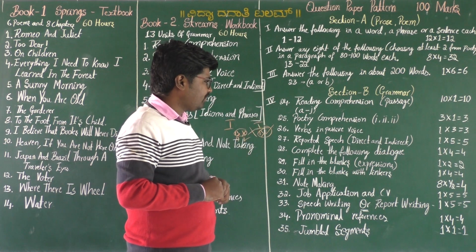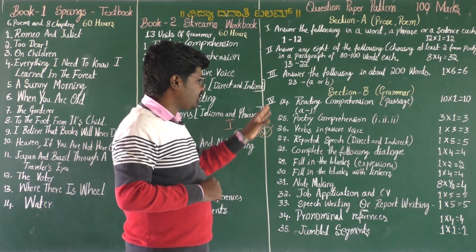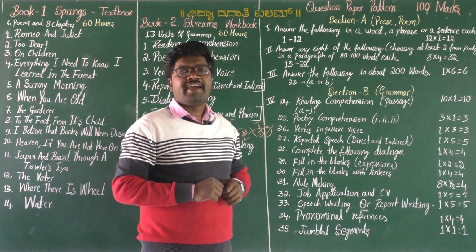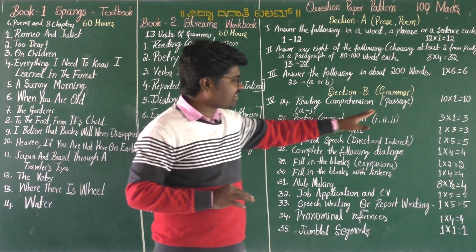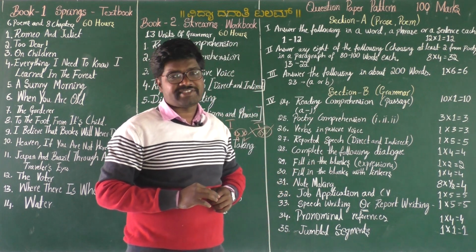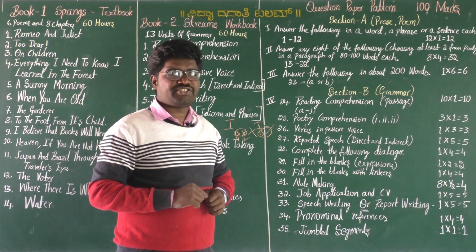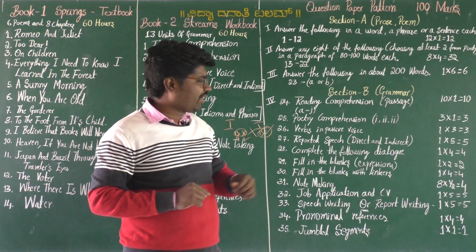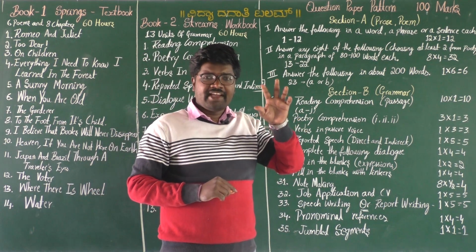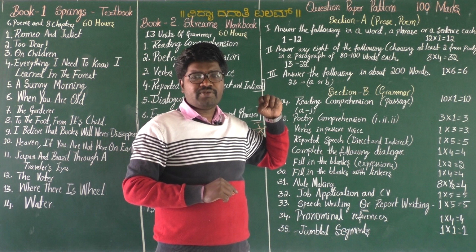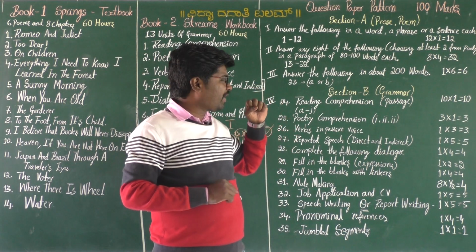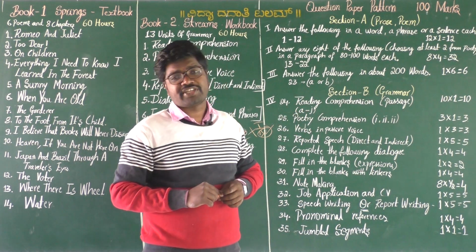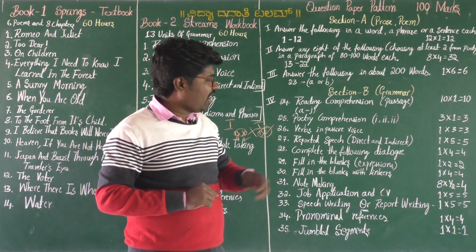Then the first part in the grammar section, that is the fourth main, 24th question, is reading comprehension. Reading comprehension is called a passage type question. There will be a passage. You have to read that passage carefully. You can take your time to read the passage and comprehend it, grasping the meaning. Then we have to write A to Z questions, that means 10 questions on the basis of this passage.